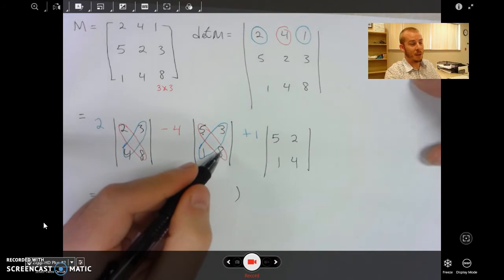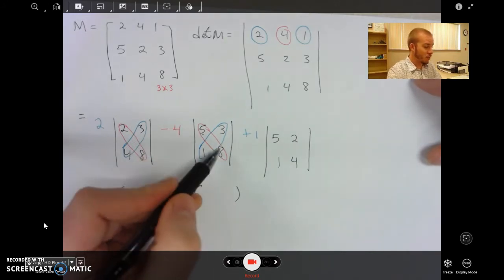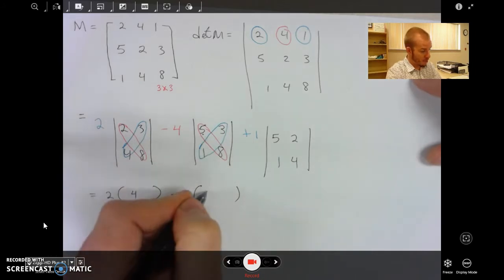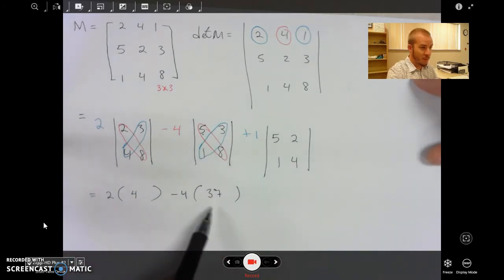I'm doing all these in my head, by the way, so if I make a boo-boo, whoopsie. 5 times 8 is 40, minus 1 times 3 is going to become 40 minus 3 is 37. That's going to be fun.